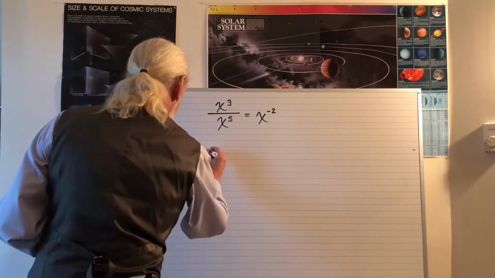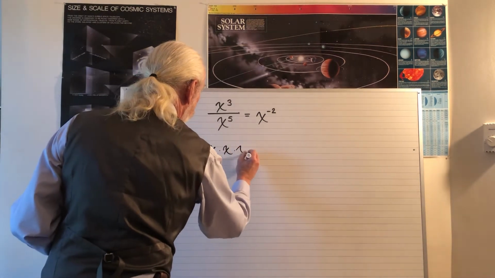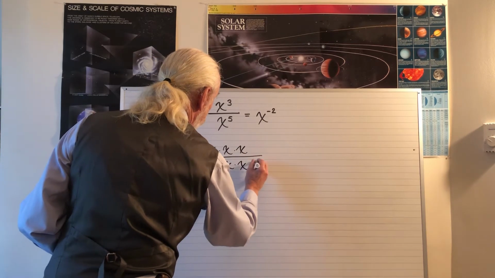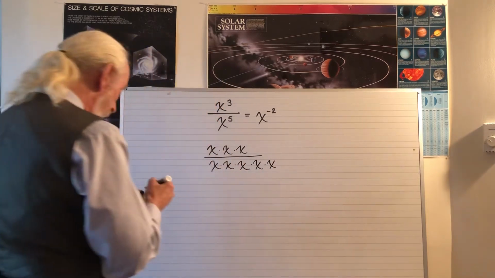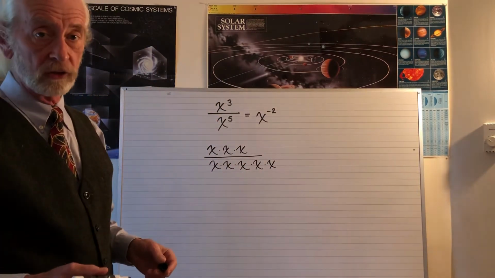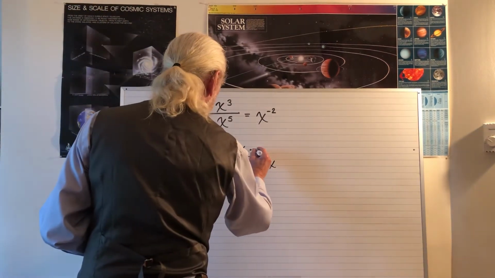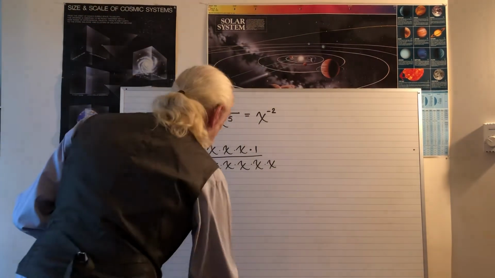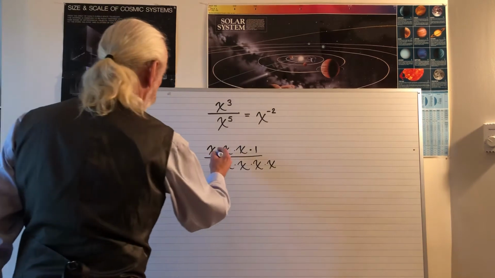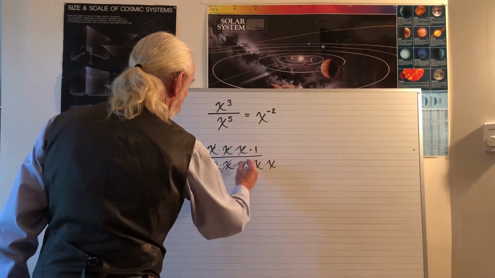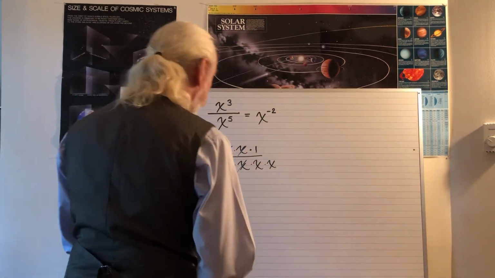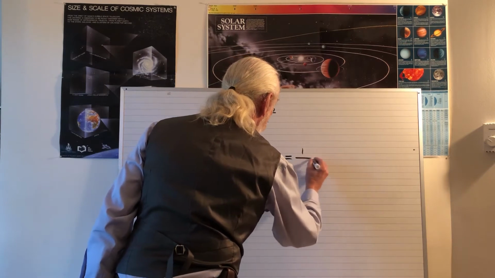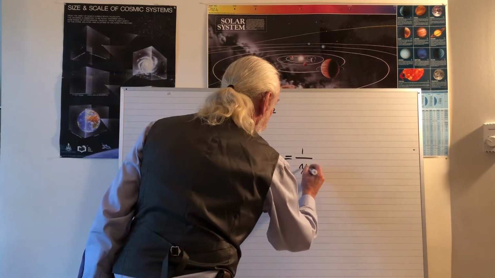What we're really saying here is x times x times x over x times x times x times x times x. What's the one number I can multiply anything by without changing it? Well, 1. So I'm going to multiply this top row by 1. Why? Because I can. All right. Now, we can cancel. And our answer becomes 1 over x times x, x squared.